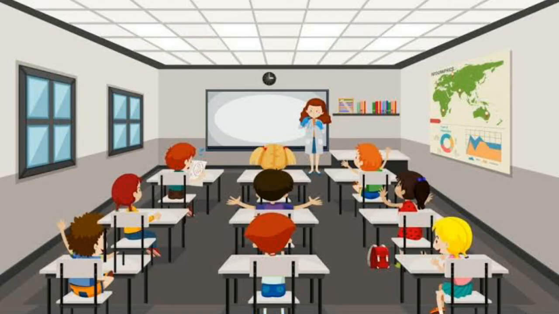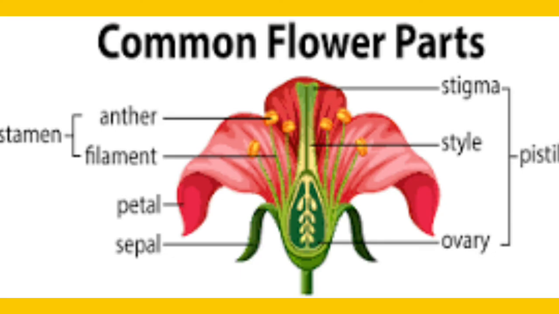So say children, which are the four whorls of a flower? Calyx, corolla, androecium, and gynoecium. Calyx is made of sepals, that is green in color. It protects the flower mainly in the bud stage. Next layer is the corolla. Corolla is made of petals. The corolla is brightly colored and has a sweet smell to attract insects and other animals.